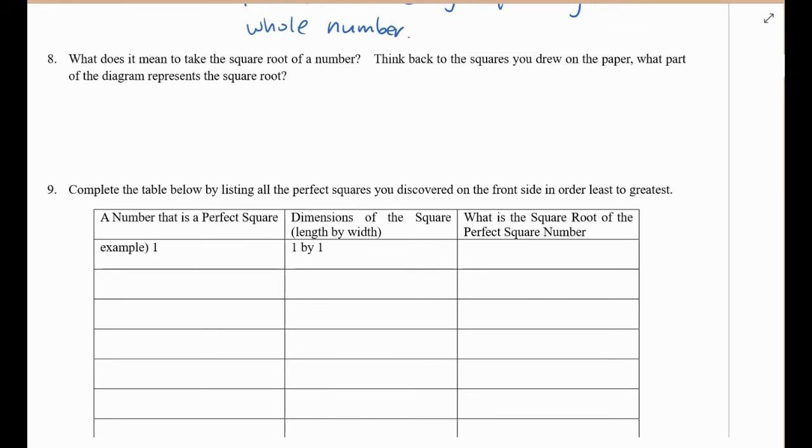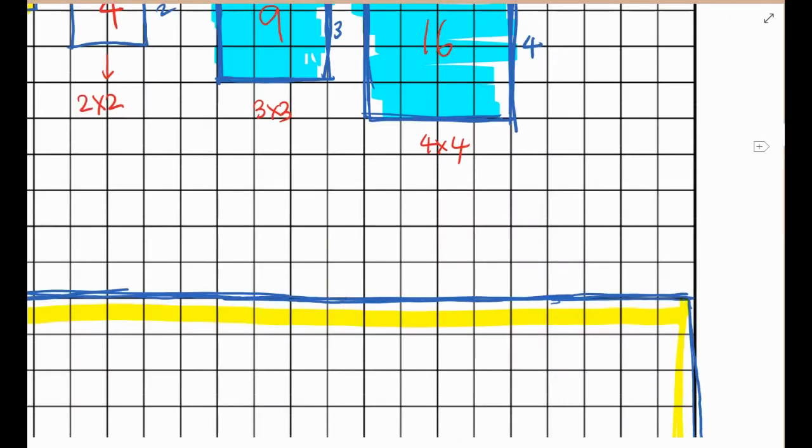So what does it mean to take the square root of a number? Think back to the squares you drew on the paper. What part of the diagram represents the square root? So everyone, taking the square root of a number is exactly the opposite process of squaring a number.